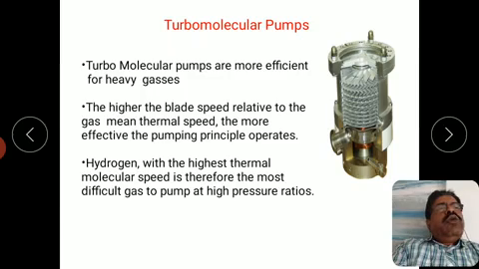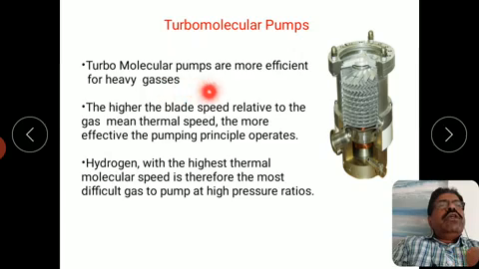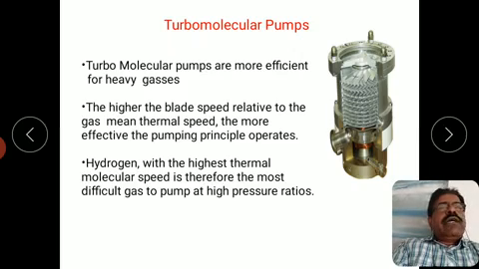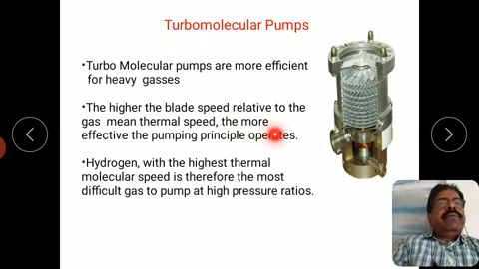One more feature of the turbomolecular pump is that it is more efficient for heavy gas molecules. So for heavy gas molecules, as you know, the average thermal velocity is a slightly lower value, and therefore with a very high velocity of the rotor blades, definitely the pumping will be more efficient.